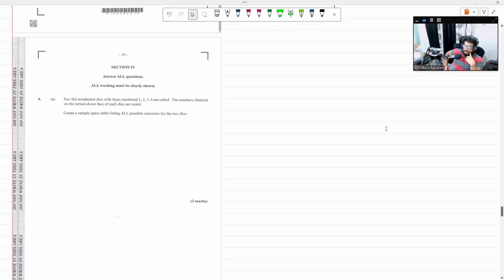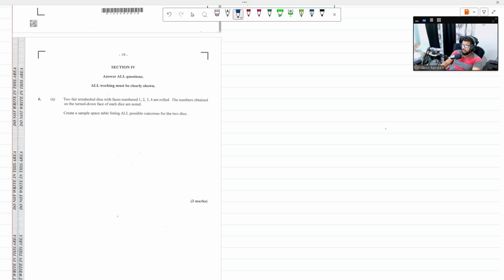Right, so 6 part A. 2 fair tetrahedral dice with faces numbered 1, 2, 3, 4 are rolled. The numbers obtained on the turned down face of the dice are noted. It doesn't matter if it was turned down or turned up, so don't let the turn down confuse you. Create a sample space diagram.